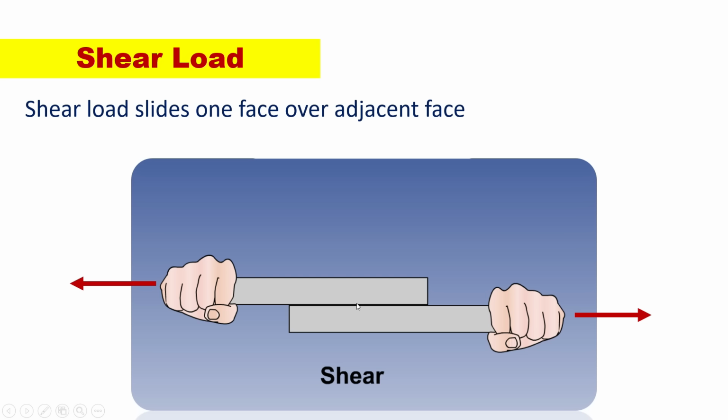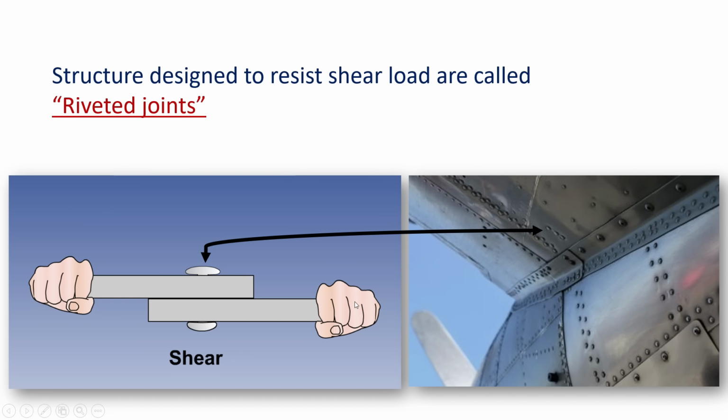And again, what we use to restrict or resist the shear load are called riveted joints. Like if I install a joint over here, these surfaces won't move now, right? Even if I try to pull them apart. So this particular joint is called a riveted joint.